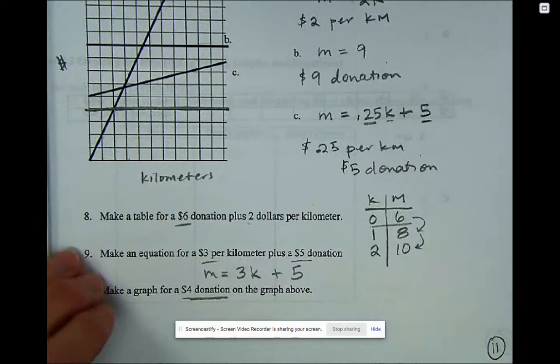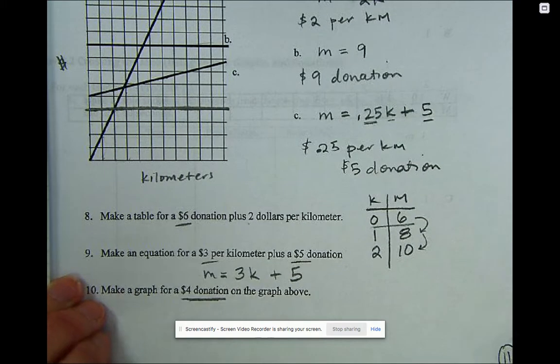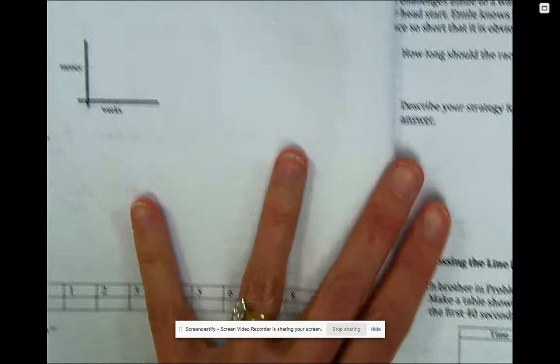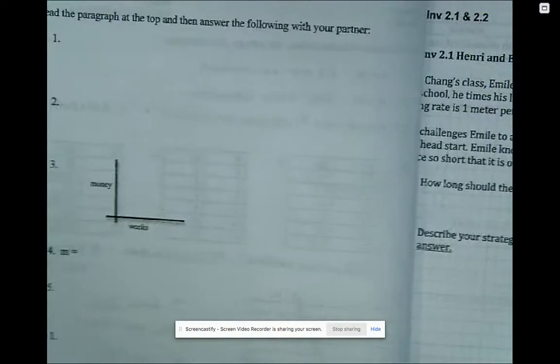Hopefully that was a good review of what we did in the first couple sections. Okay, so let's look at page 14 in our textbook.